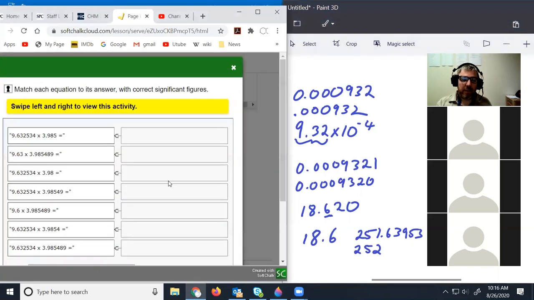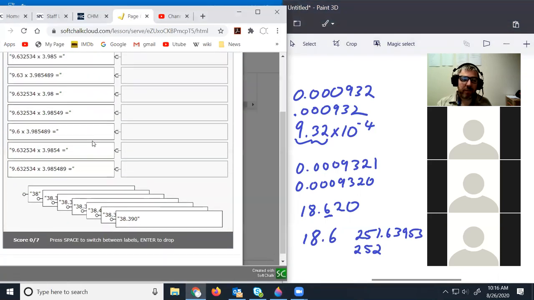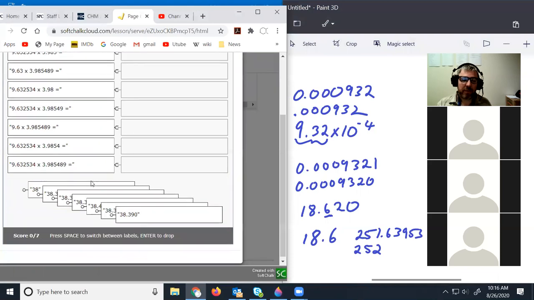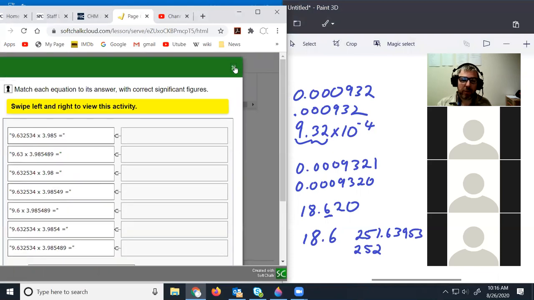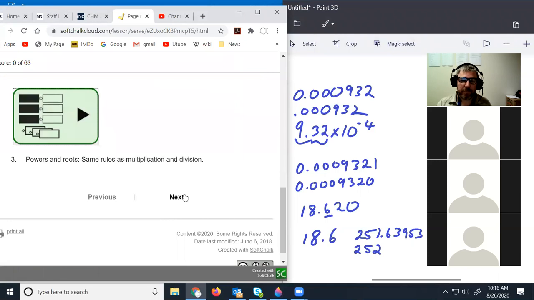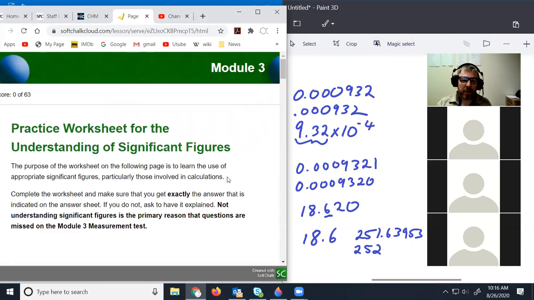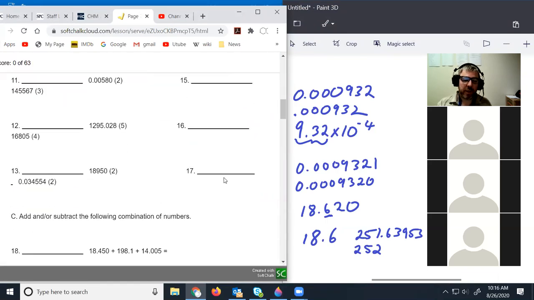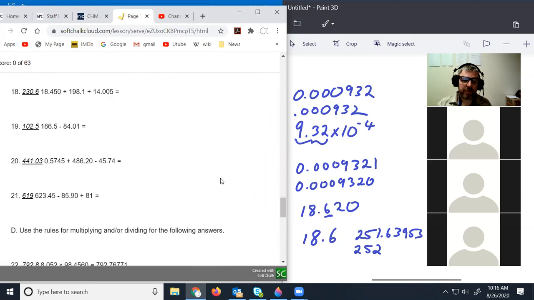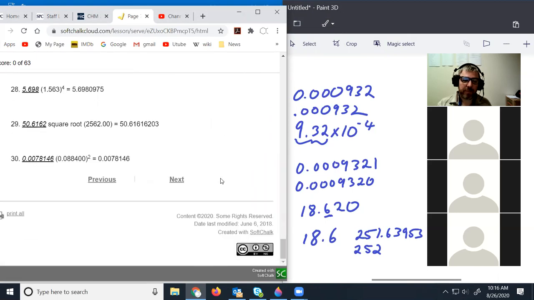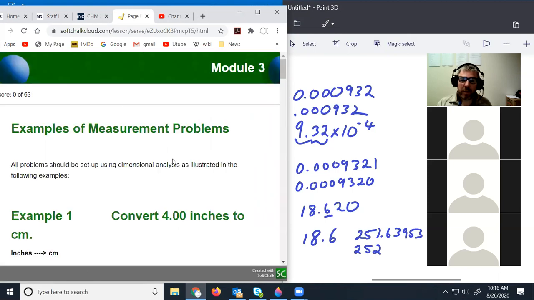So I've got another set of problems down here. They're fun. You can do those to check your understanding. There's a worksheet here which does have answers associated with it, so you can do that and check your answers. All right, does anybody have any significant figure questions here that they want to talk about?